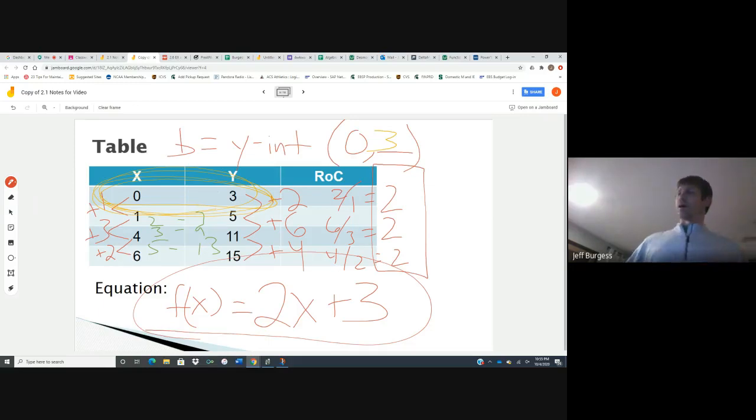If you find the rate of change, the slope, you can then find the y-intercept by finding when x equals 0. Here it's on my table. In a minute we'll talk about how to find it when you don't have it just beautifully on the table like that.